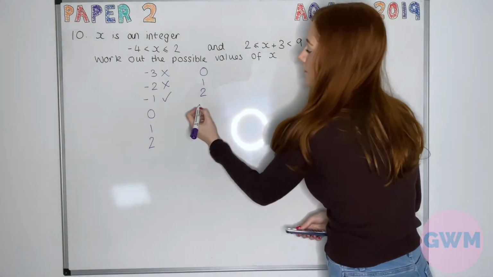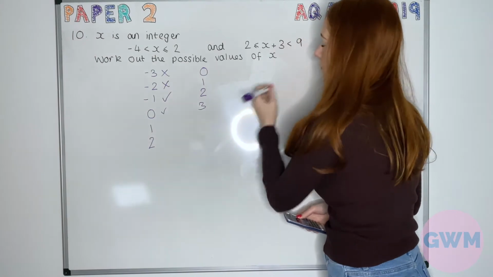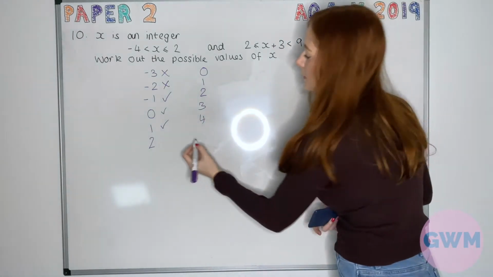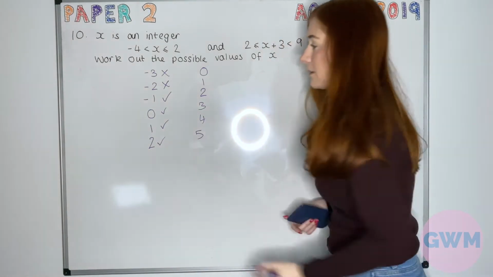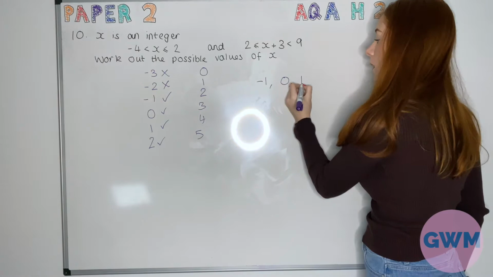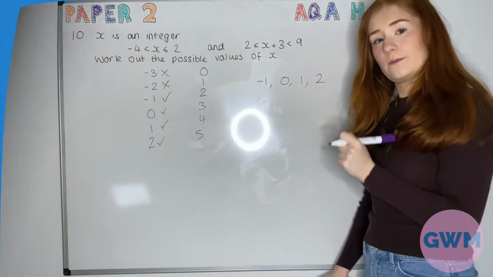0 plus 3 is 3. Happy with that one. 1 plus 3 is 4. We're happy with that one. And 2 plus 3 is 5. That works too. Therefore, the possible values for x are -1, 0, 1 and 2.